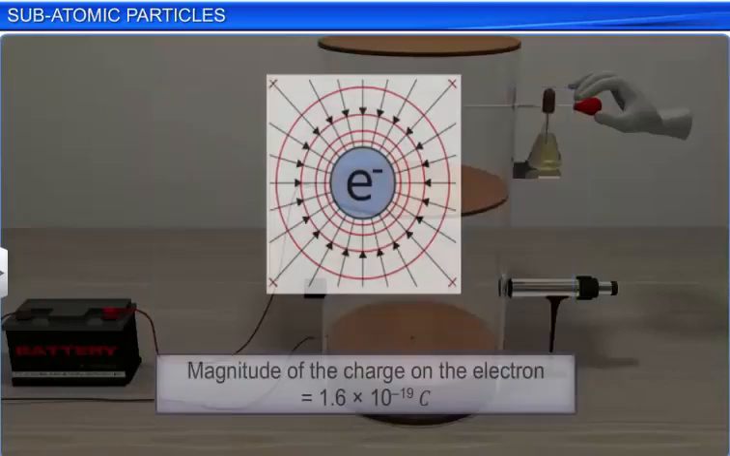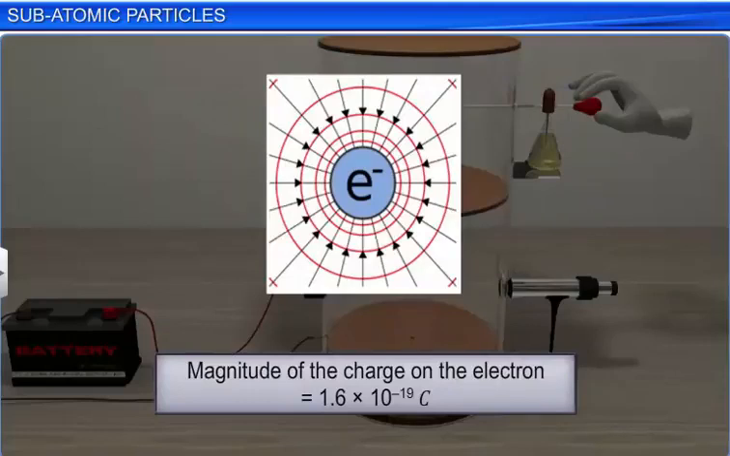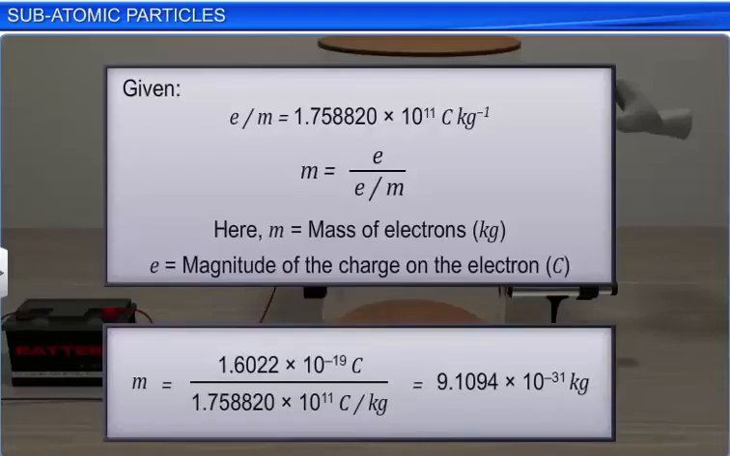Knowing the values of Q and n, Millikan calculated the charge on an electron to be 1.6 × 10^-19 coulombs. The mass of the electron, m_e, was then determined by combining the results of Millikan's oil drop experiment and Thomson's value of e/m ratio and was found to be 9.1094 × 10^-31 kg.